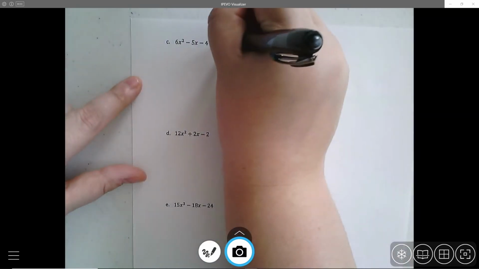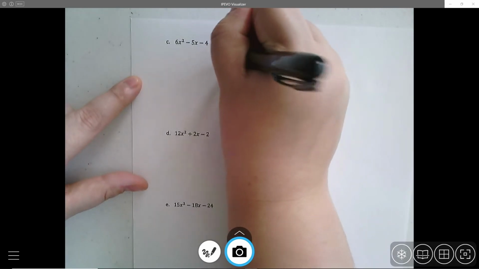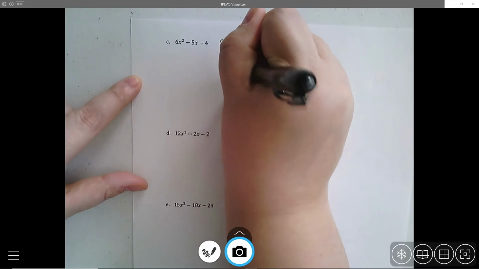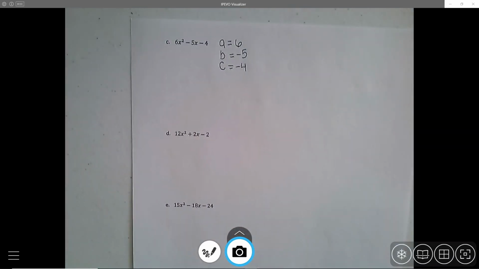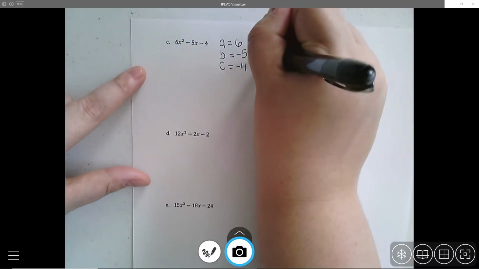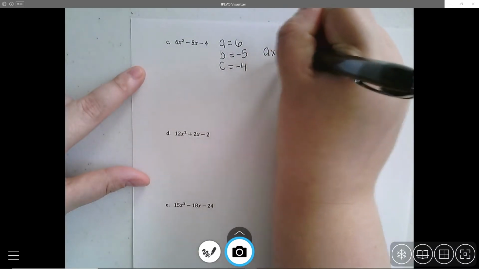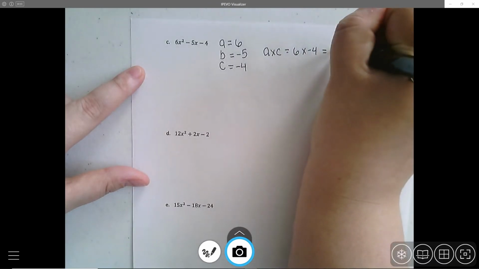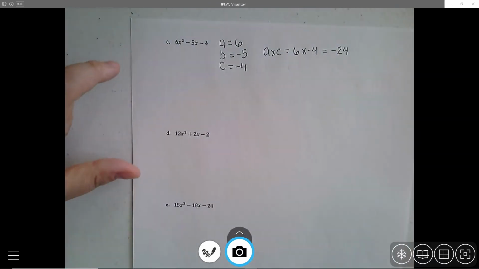Identify A, B, and C. A is what's in front of x squared. B is what's in front of x. C is the number at the end. Take the signs with it. Now I'm going to do A times C. 6 times a negative 4 is a negative 24.